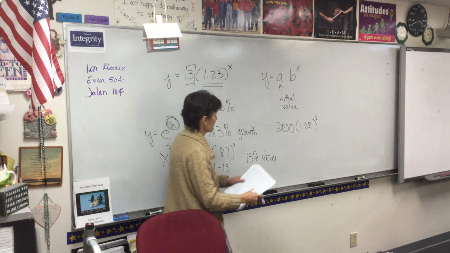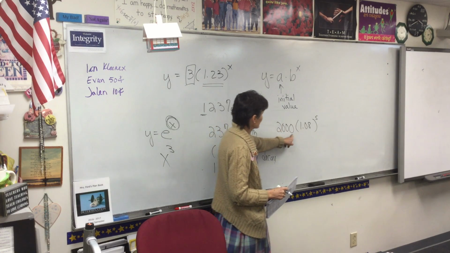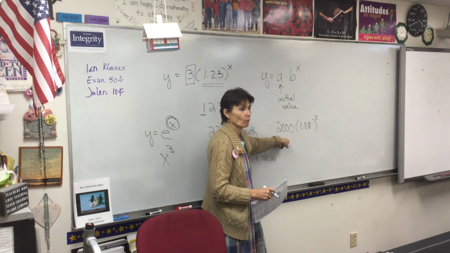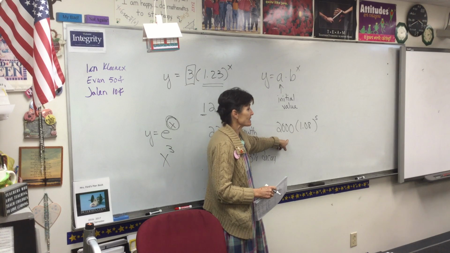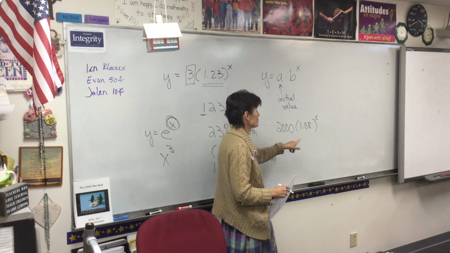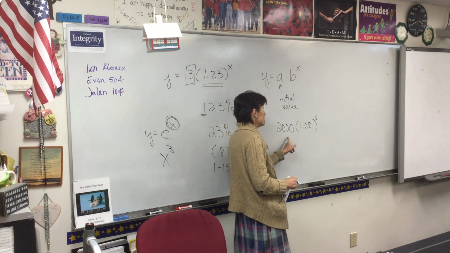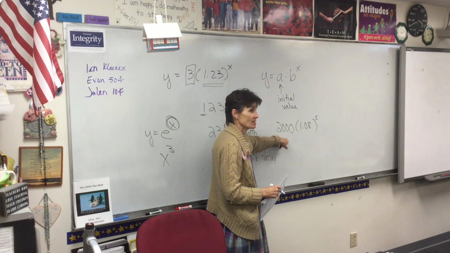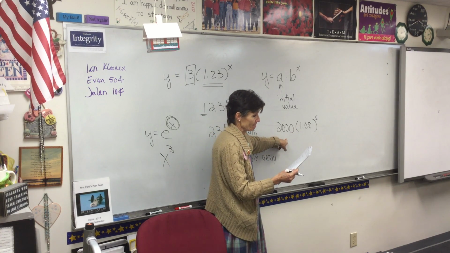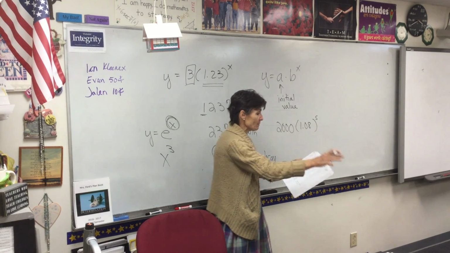We'll talk more about that later, but I want you to get used to the fact that this number out in front is always your initial value. That's how many people you're starting with, how much money you're starting with, how many amoebas you're starting with. That's the initial value. Okay, so now we should be ready to do B.